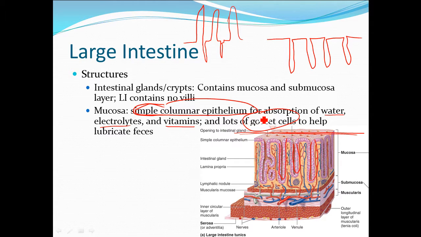And being drier, it's going to potentially cause more abrasion against the large intestine. And hence why we have a lot of goblet cells to produce what? Goblet cells produce mucin, which mixes with water to make mucus, right? And that helps lubricate the feces, the dried out feces, as it's passing through the large intestine.